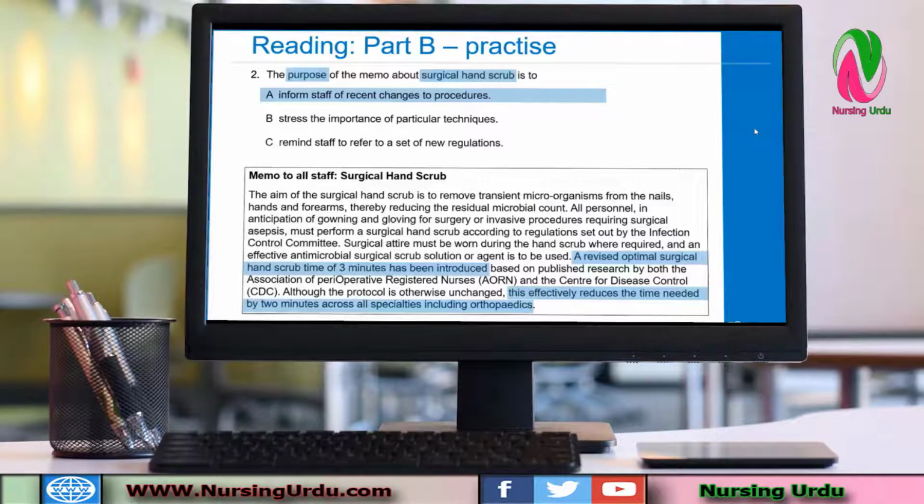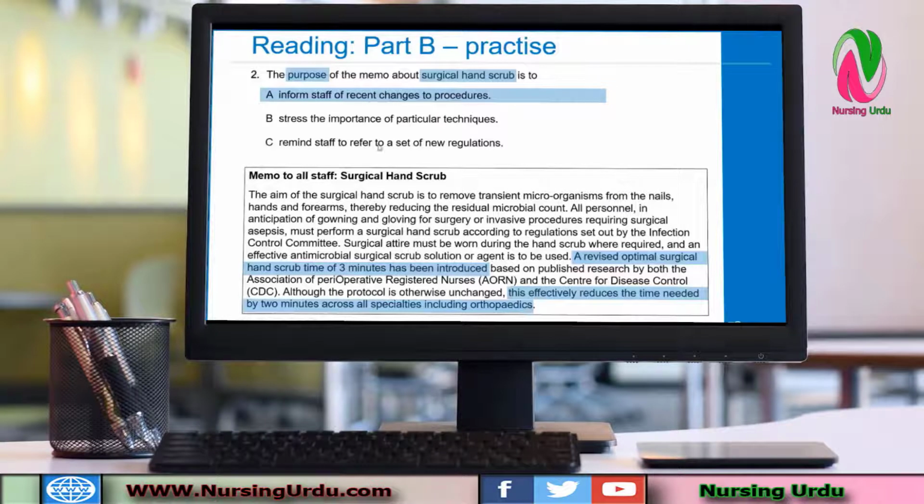So we have the answer highlighted on the screen, and you will see that we've highlighted in the question, you're reading for the purpose. So you need to know that word purpose, the reason. So what is the reason for writing the memo, which I said earlier is like a memorandum, a reminder? So what is the purpose of the memo about surgical hand scrub? So you need to do your reading and figure out the answer for that.